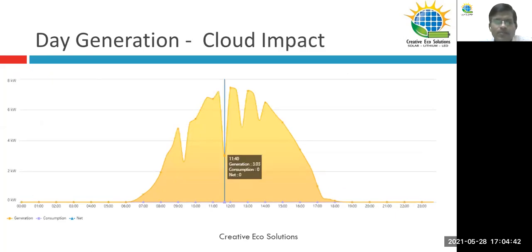Now you can see in this particular graph that we will have a cloud impact. Now, thanks to this data monitoring system, we will be able to identify which day had lower generation, which day we had a power cut, which day we had monsoons. So we'll be able to take corrective actions.